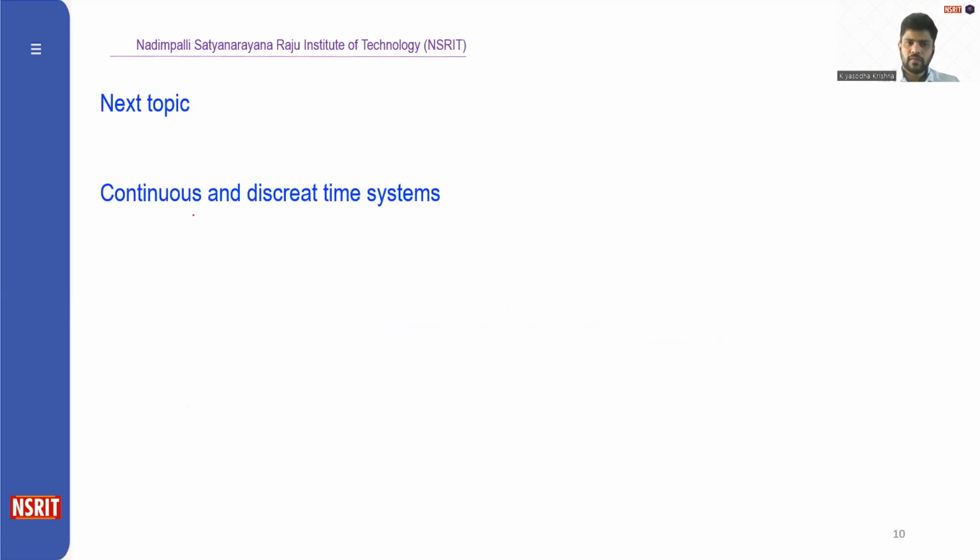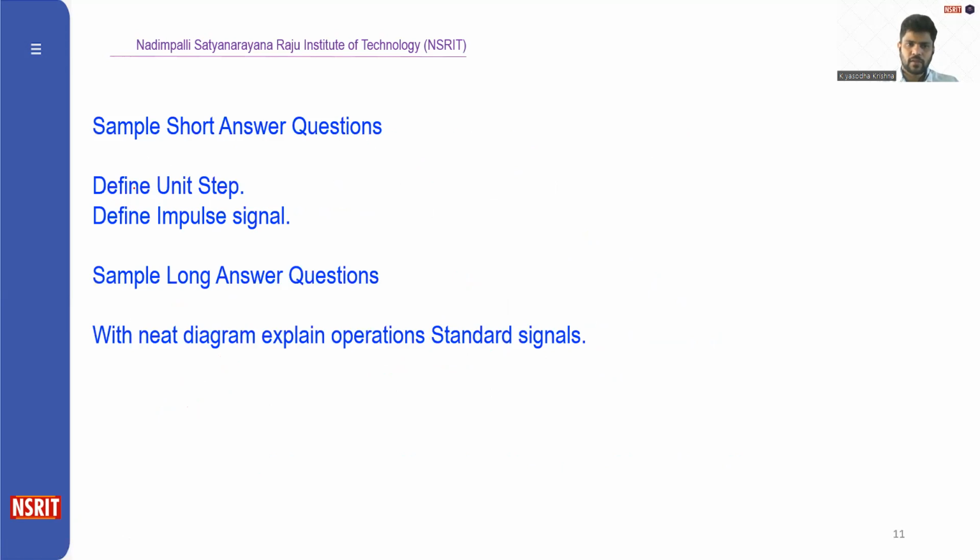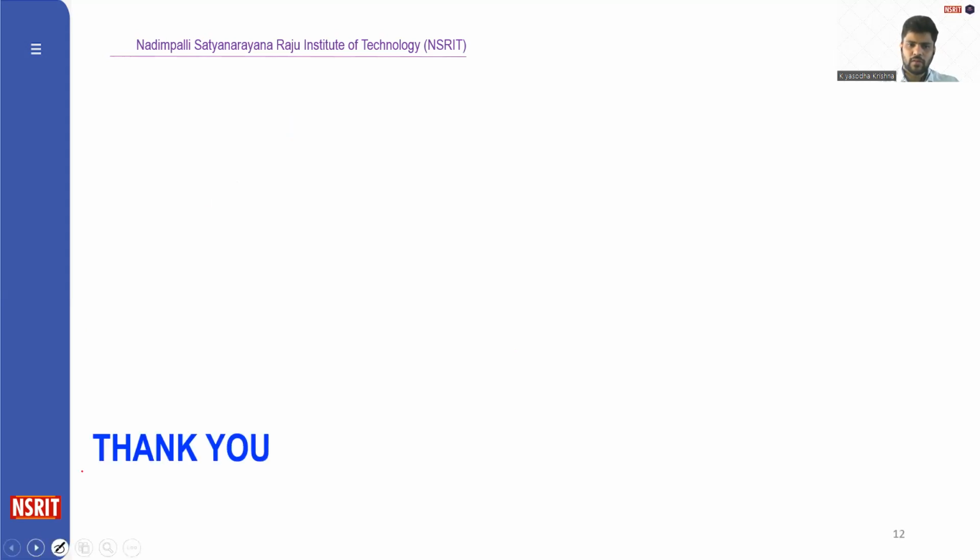The next topic we will discuss is continuous and discrete nature systems. A question like explain with a diagram the operations on standard sequences, you can write in these terms. Simple, but all the sequences we have can be explained.